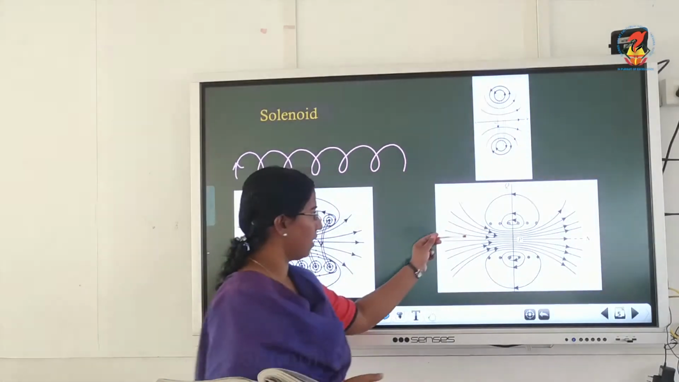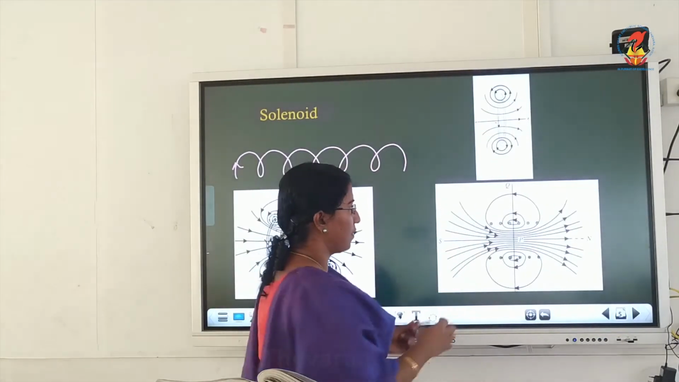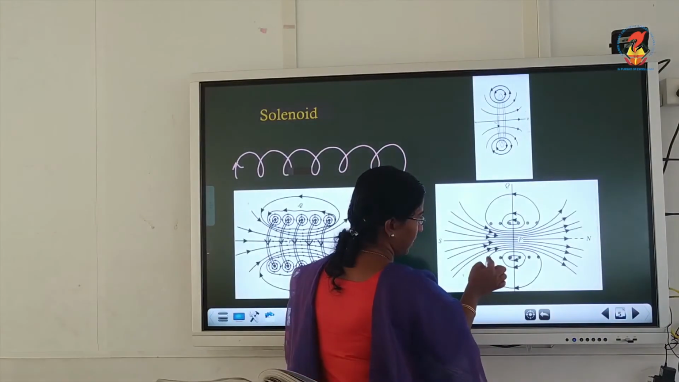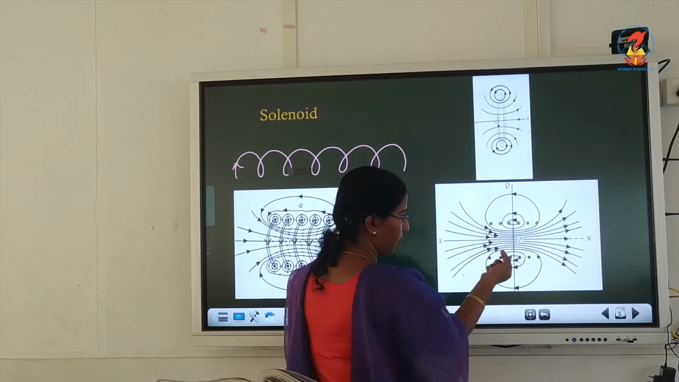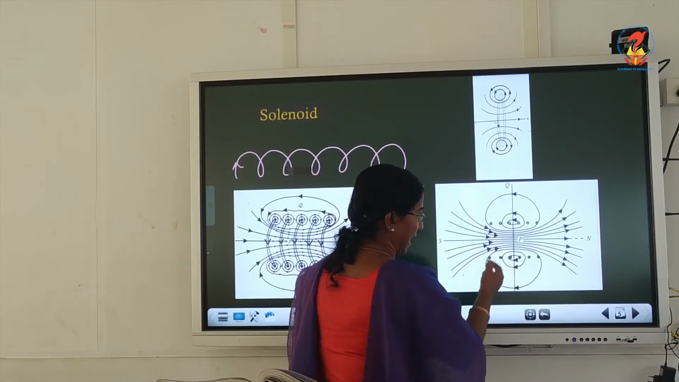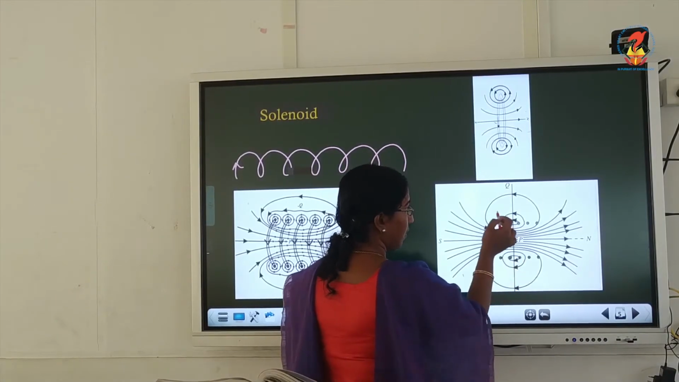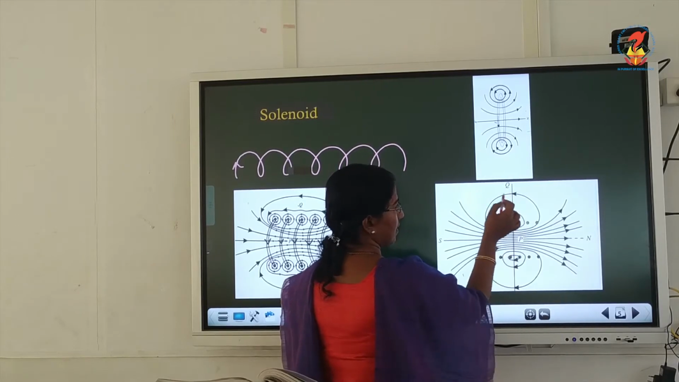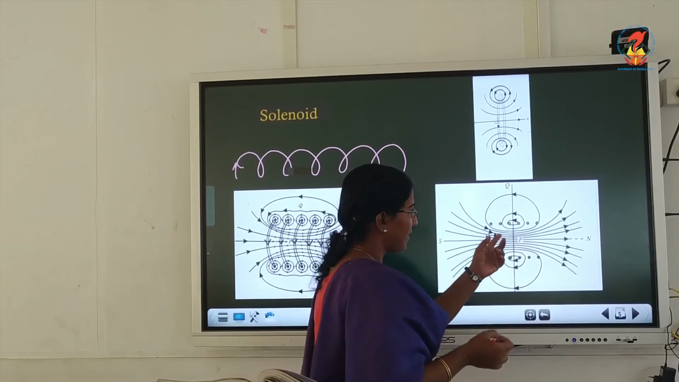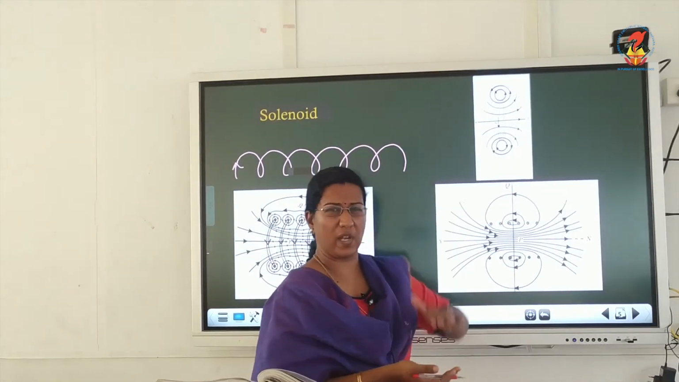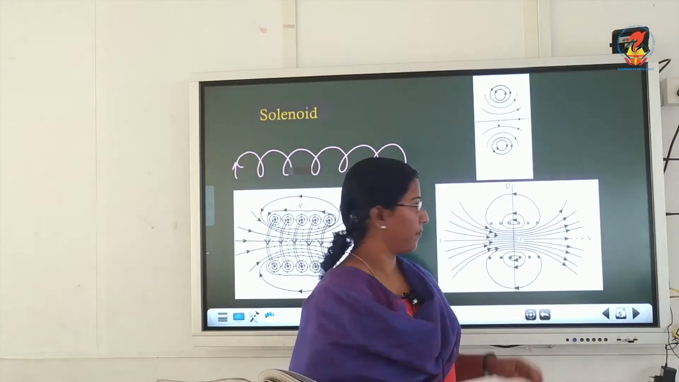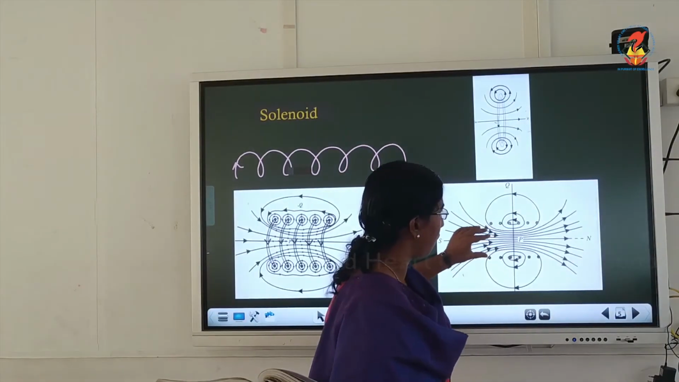Now this is the view of the field pattern outside. The dot and cross represent the coil wire coming out of the board, going into the board, coming out of the board, going into the board, and these are the field patterns outside the coil. They are concentric circles, but compared to the inner portion, you can see fewer field lines, which means a very weak, or negligible, field, while inside it is a very strong field.